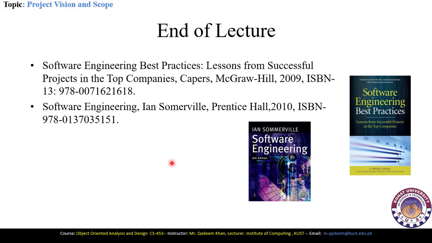Now dear students, this is the end of this lecture. These are two important books you should study. The first one is Software Engineering Best Practices: Lessons from Successful Projects in the Top Companies, written by Capers Jones, McGraw-Hill, 2009. The ISBN number is mentioned here. The second one is the Software Engineering book, 2010. These are very important and quite easily understandable books. You should study these books for complete guidelines on the project vision and scope documents.